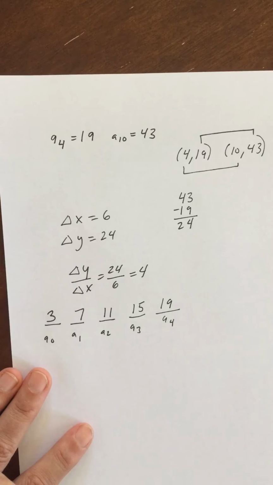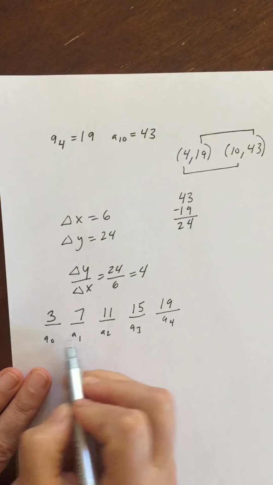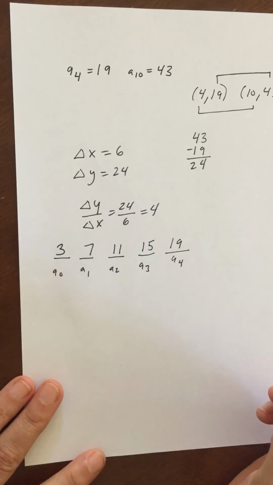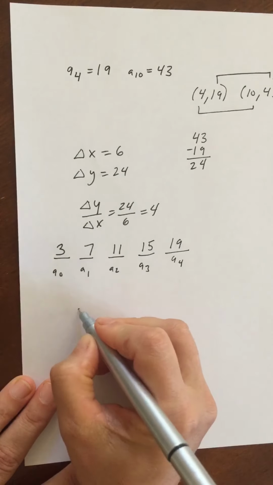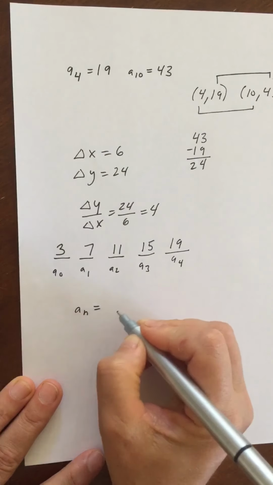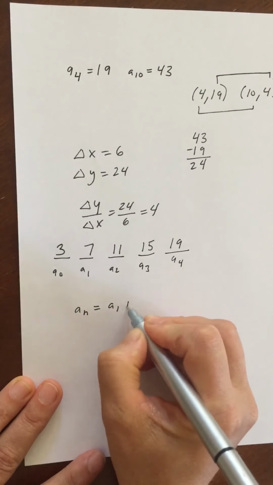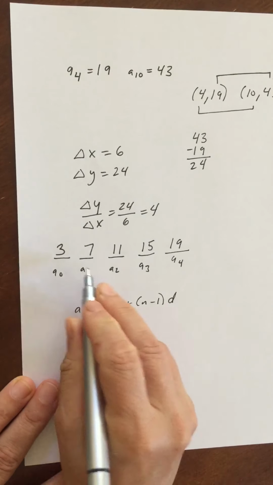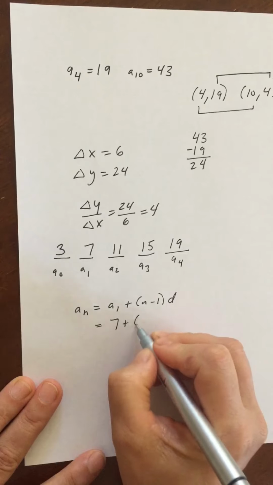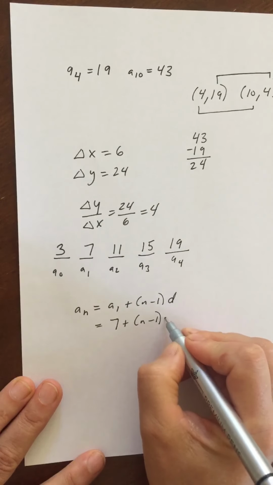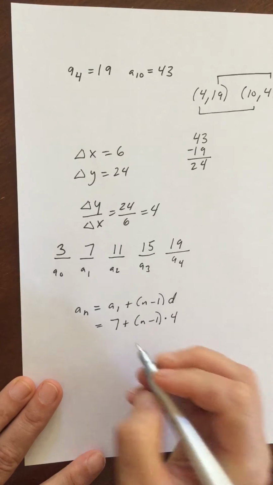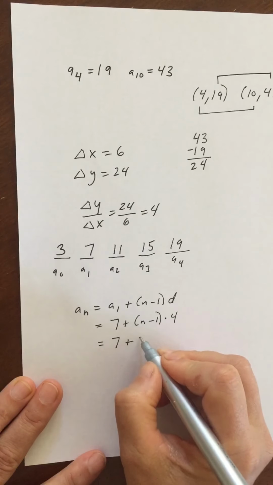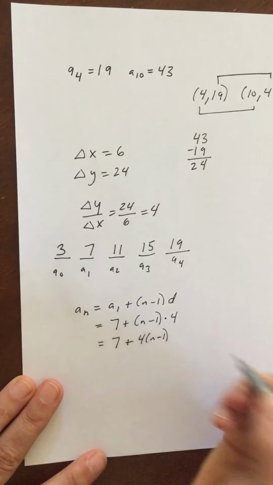In this case, I can use either one of those with the formula I had before. Let's go through how I could do that. The formula is a sub n equals a1 plus n minus 1 times d. If I use a1, which is 7, and n minus 1, and my d is 4, I could simplify that: it'd be 7 plus 4 times n minus 1.